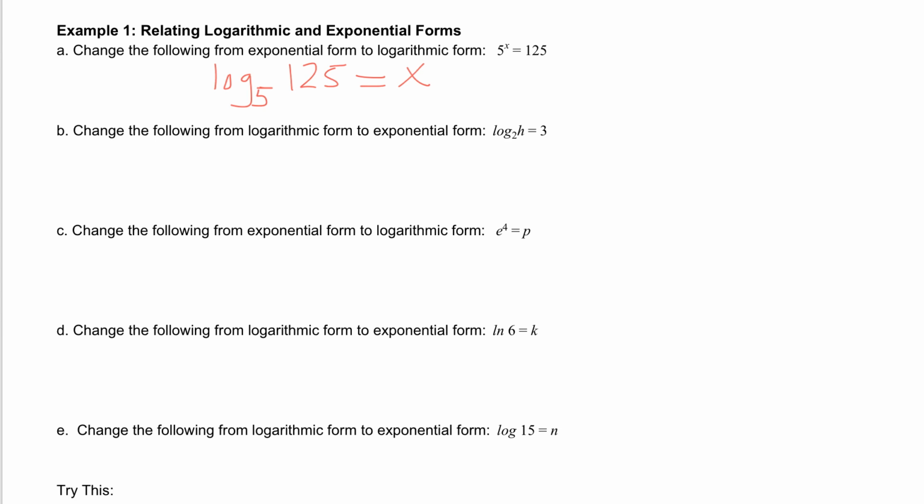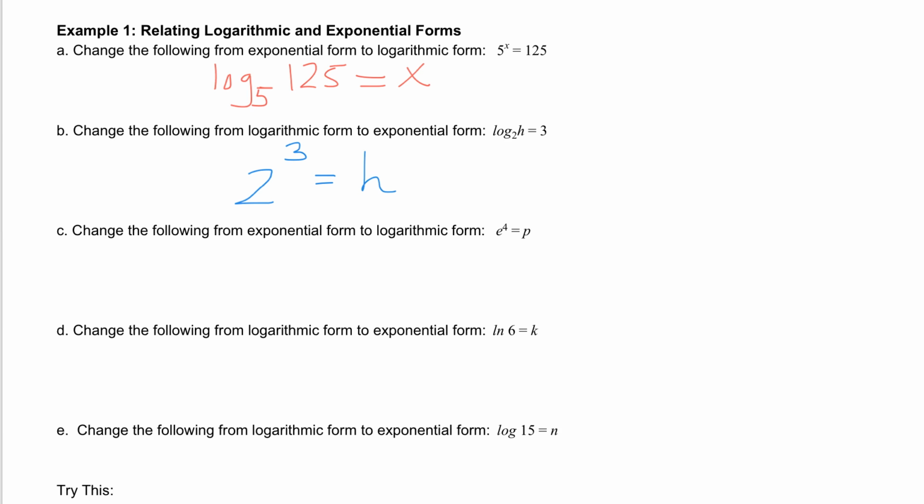In part B, we're going to go the other way. We are given log form, and we want to change it to exponential form. If we do that, the base of my log is 2, which means the base of my exponential function will be 2. My exponent of my log, remember the number on the right is always my exponent, so that 3 is up here, and that's equal to h.